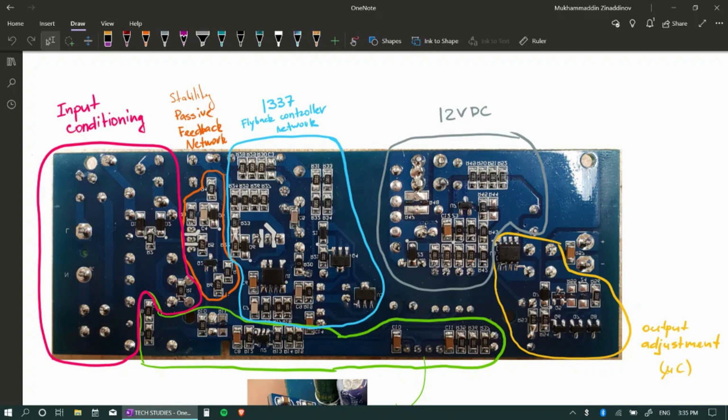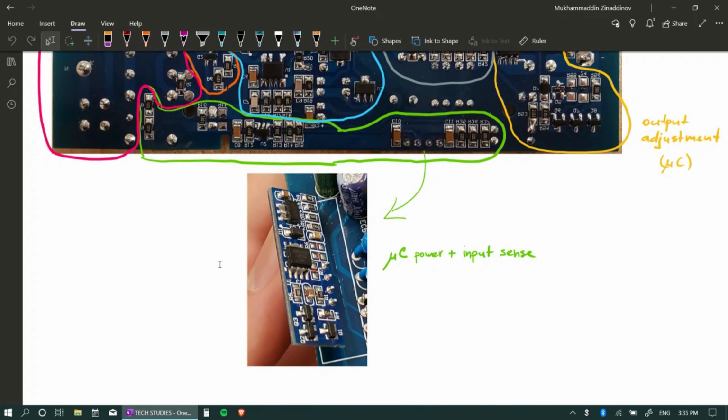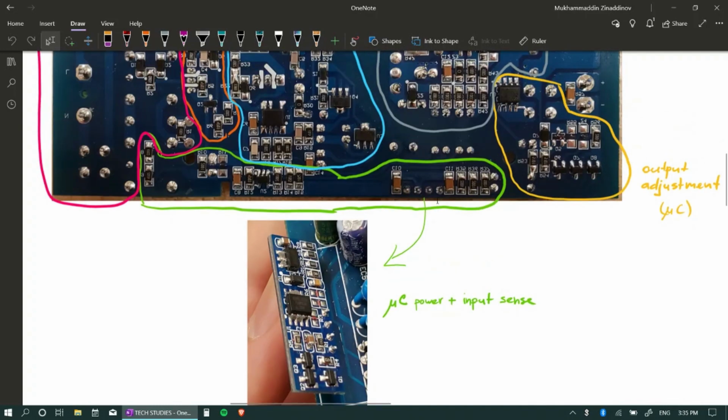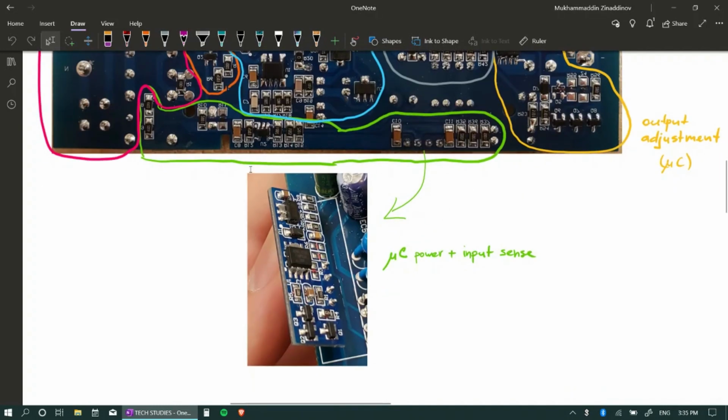Then at the bottom here we have our microcontroller sense and feedback, not sense and control network. So in this case, these four nodes here, let me draw that real quick. So these four pins are this here. It's a bad color, you can't really see anything. Basically here we see a separation between the digital and the power, or analog, parts of the board.